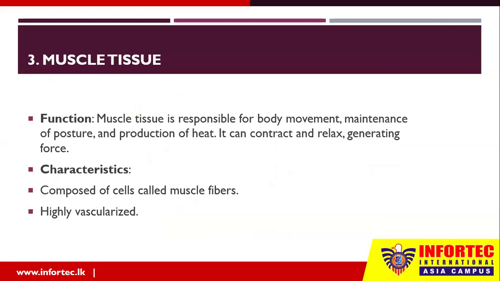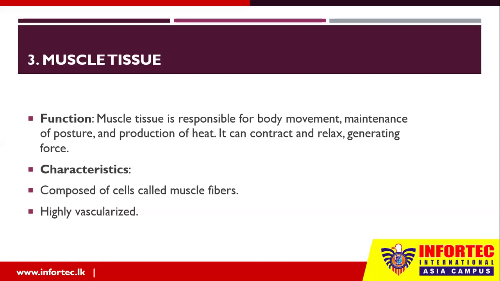Then we will move to muscle tissue. What is the function here? Muscle tissue is specialized tissue that has a unique ability to contract and produce movements, posture, and heat in our body. As functions, one is movement of our body parts and internal organs. Another function is helping us maintain our posture and body position.